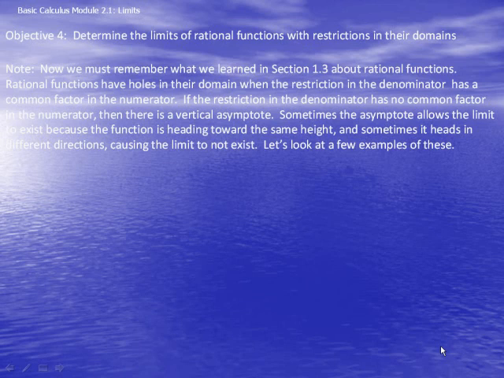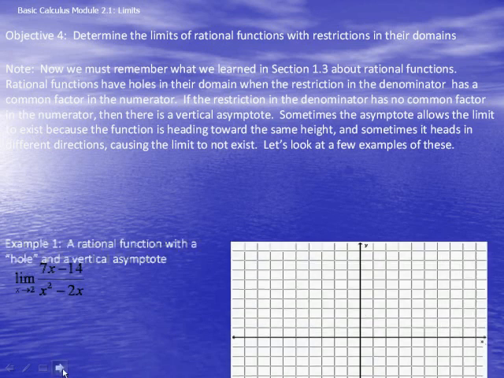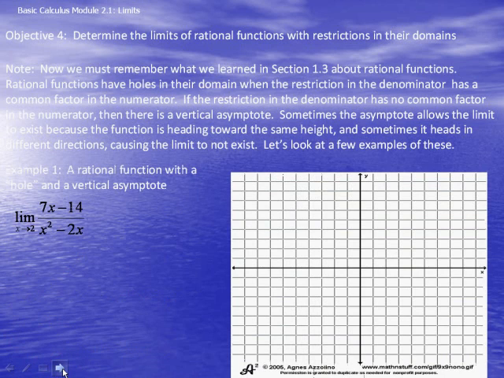Sometimes the asymptote allows the limit to exist because the function is heading toward the same height, and sometimes it heads in different directions, causing the limit not to exist. Let's look at a few examples of these. In our first example, we're looking at a rational function that will have a hole and a vertical asymptote. The first thing I'm going to do with this rational function is factor so that I can see if they have a common factor in the numerator and the denominator.